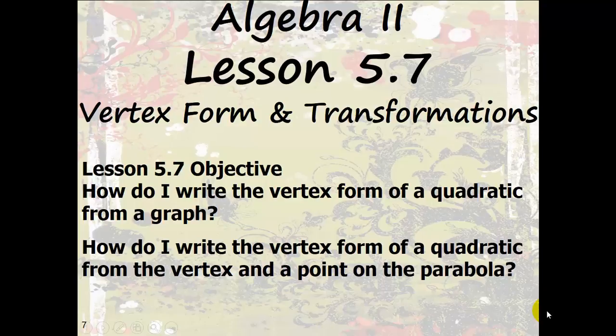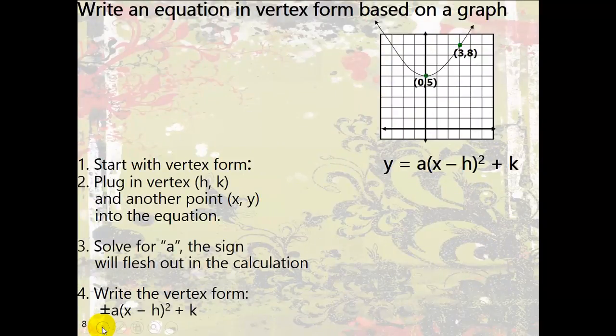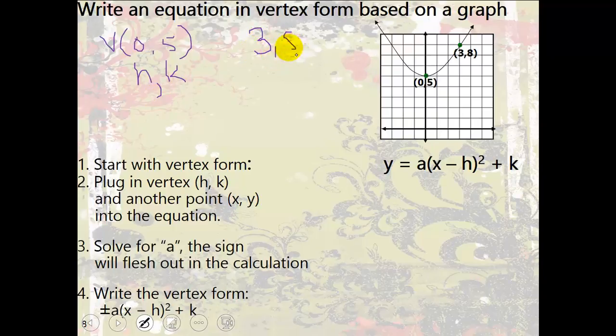So let's try this. We're given a graph and we're asked to write an equation in vertex form. Notice that I have (0, 5) as my vertex. So that means this is h and this is k. And then my other point is (3, 8), and we're going to label that x and y.